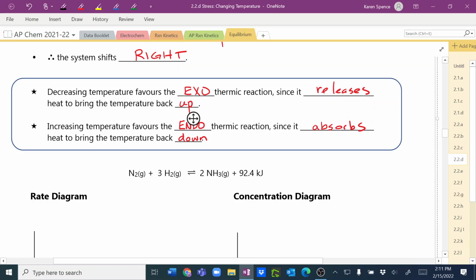So let's do a rate and a concentration diagram from this when we decrease the temperature. Do you guys want to try it on your own? And then check with me? Yeah, give it a try.